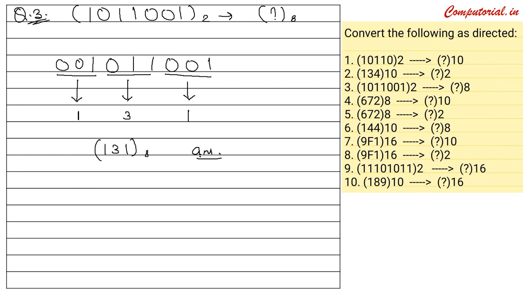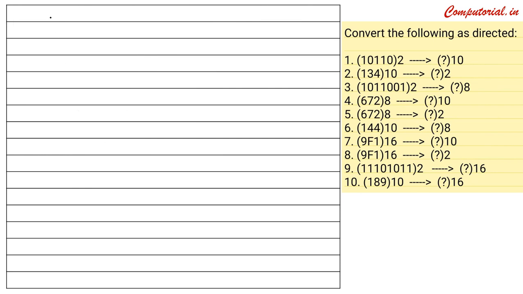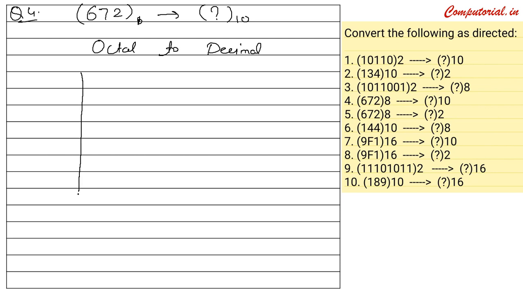Now let's move to our next question. Well, next question is a question of octal to decimal conversion. It is 672 with the base of 10, sorry, with the base of 8 to be converted to the base of 10. Okay, it is octal to decimal conversion. Fine. So as I've taught you earlier that whenever you are converting from any base to decimal, you have to divide it. So we have to divide this.